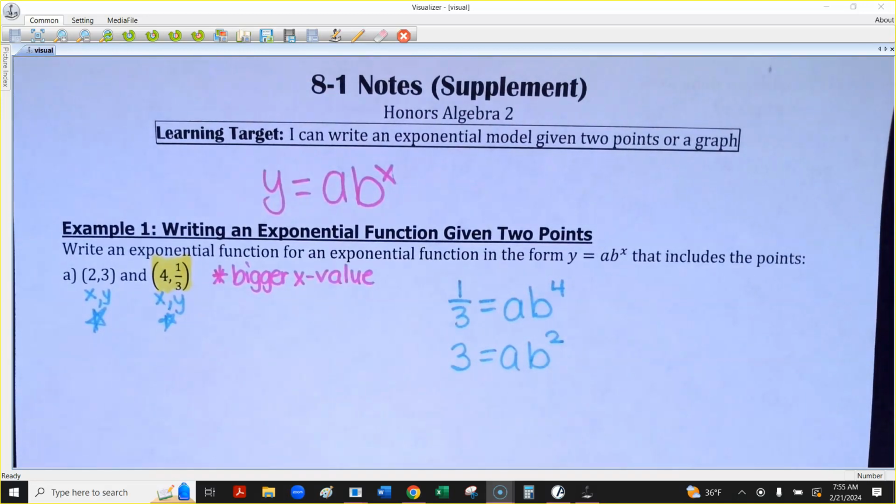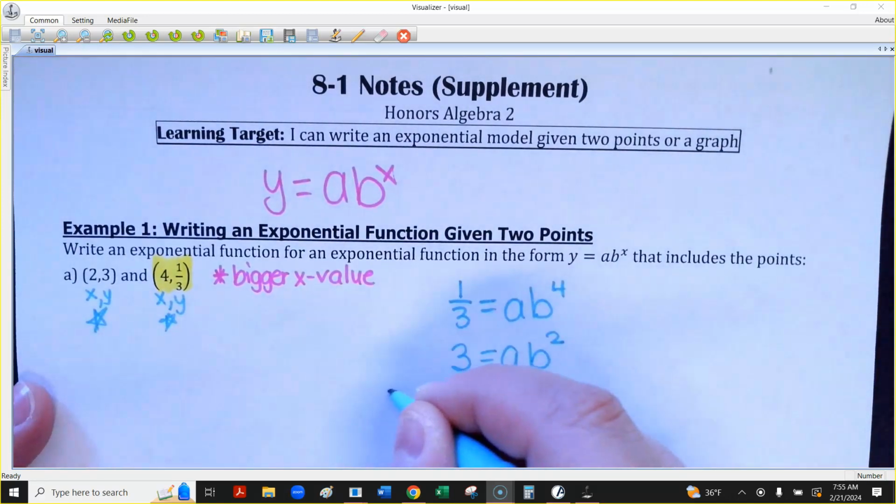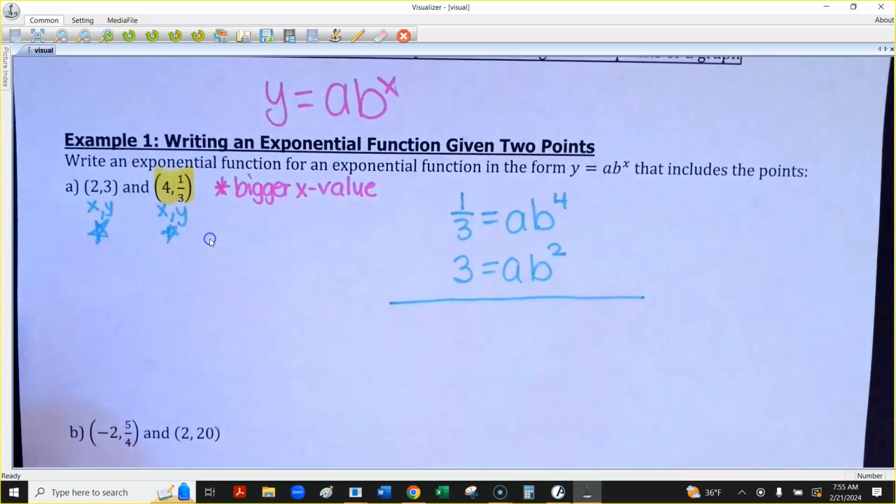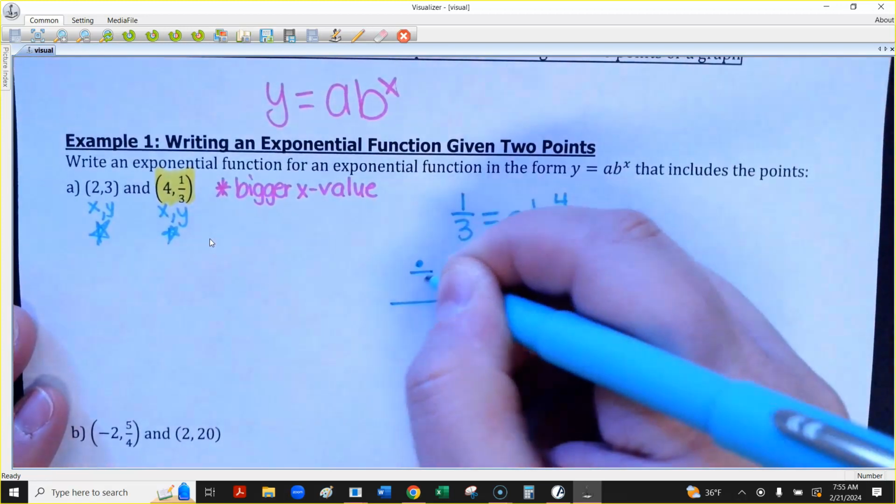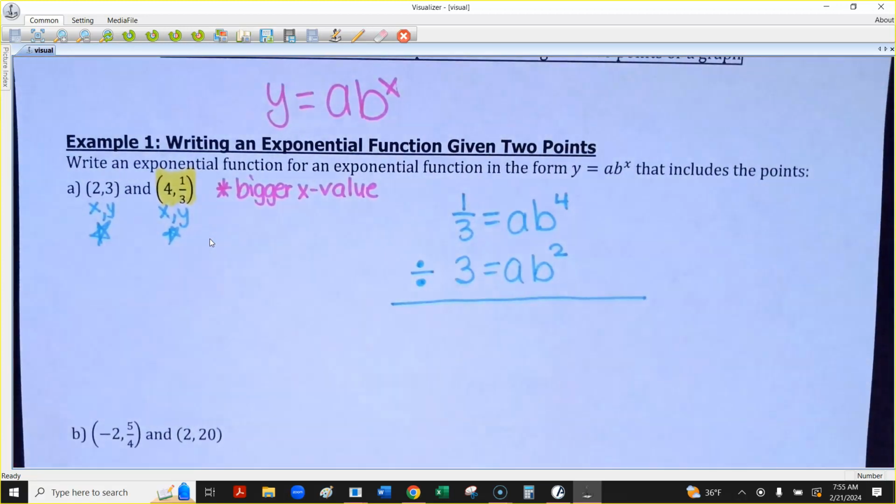All right, now this is going to be different than what you're used to, but this is actually a system of equations. I have 2 equations with 2 different variables. So if I can make 2 equations with those 2 variables, we can solve this system. All right, now this is the part that's a little weird. What you're going to do in this scenario is divide the top line by the bottom line.